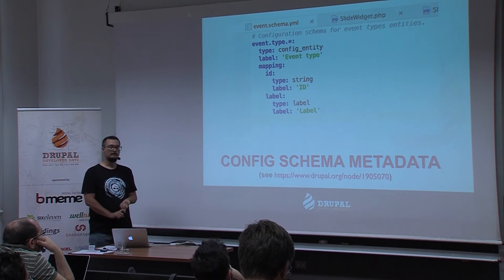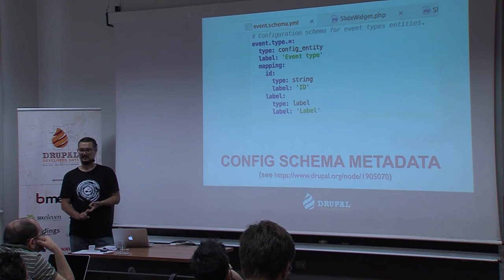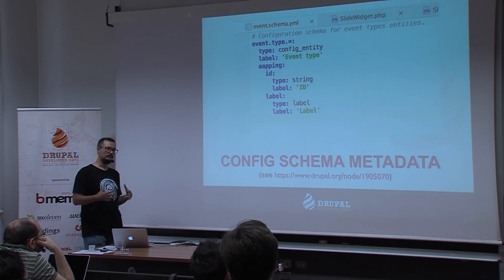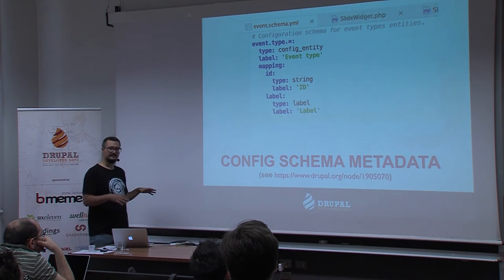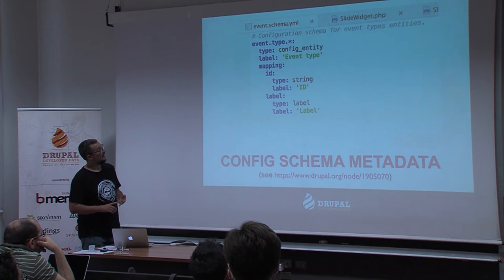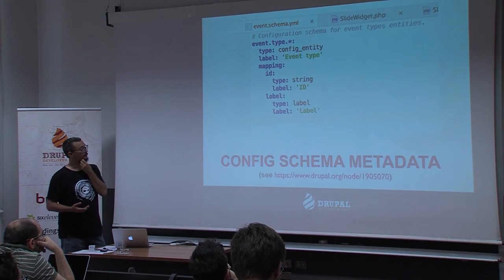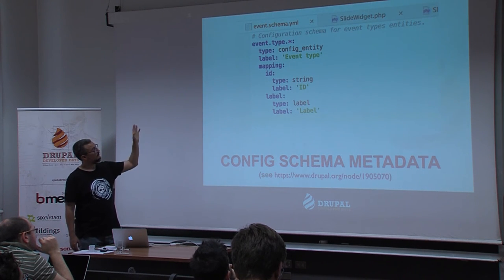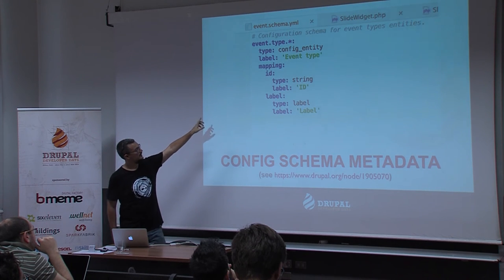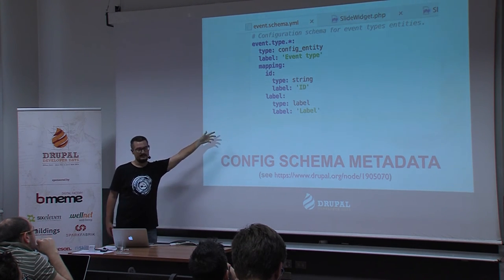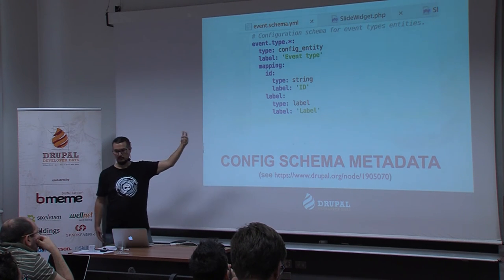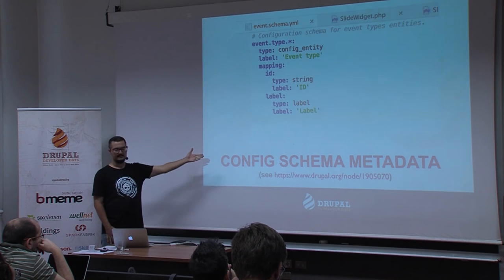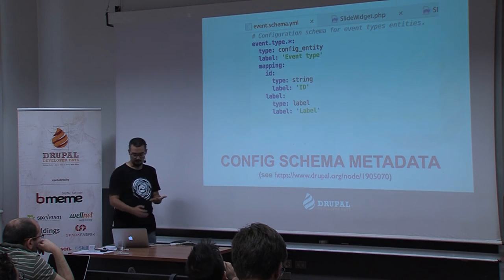For config translation, how do you make your config translatable? The config translation module handles everything here for you. The only thing you need to do is describe your data types in your configuration, and for that we have the schemas in Drupal core, where we store this metadata about how we store our data. In this case, for our event types, we had our ID and our label. The ID, we say that it's a string, so it won't be translatable, and we have a label, which is a label type. So the config translation module will know that if we translate our events, we want to translate their labels.